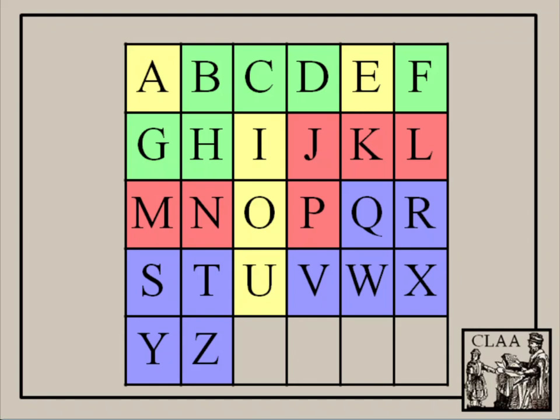In this lesson, we're going to study 6 more consonants. You can see these highlighted in red on your screen. In this lesson, we will study J, K, L, M, N, and P.